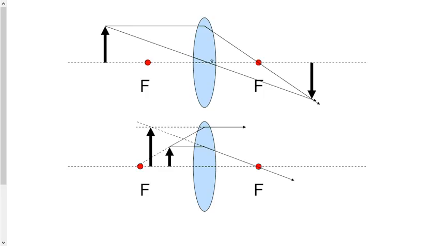What about placed inside? Well, here we go. We've got our arrow here. So what we do then is we take the first one up at an angle, and then it goes parallel. Then this one goes parallel and gets refracted through the focal point. We notice that they diverge. These converge to a point, these diverge. Okay, and then, well, where is the image actually seen?